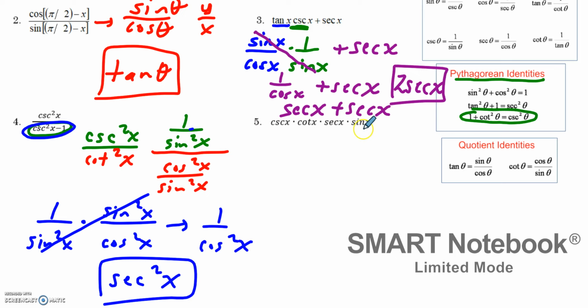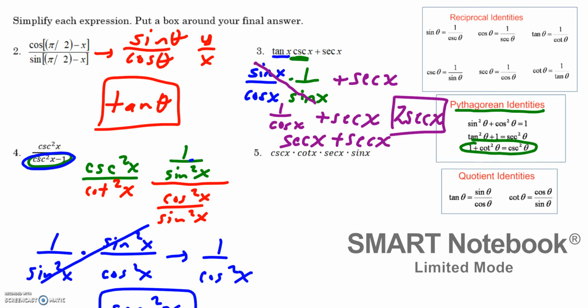Number 5, we're multiplying all of these, but I would say that it doesn't look like there's a greatest common factor we can take out. There's no fractions, there's no common denominator, there's nothing squared, so it's not a Pythagorean identity. So what if we just started replacing things with the popular reciprocal identities? For instance, I know that cosecant is really 1 over sine of x. I know that cotangent is really cosine of x over sine of x. I know that secant is really 1 over cosine of x, and sine is a trig function we're more used to, so let's leave it.